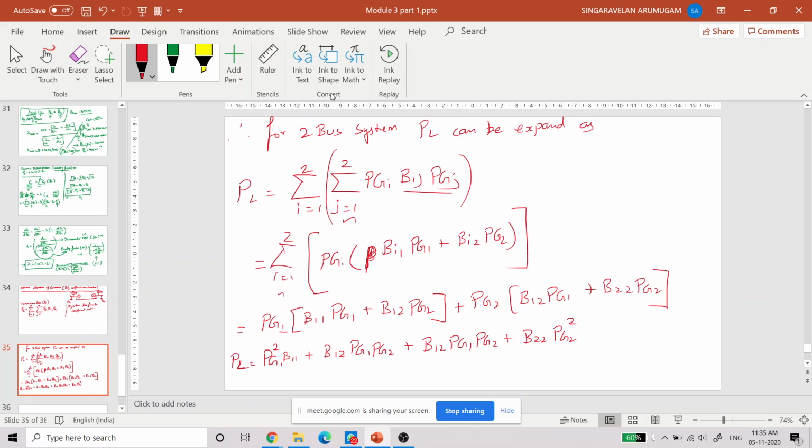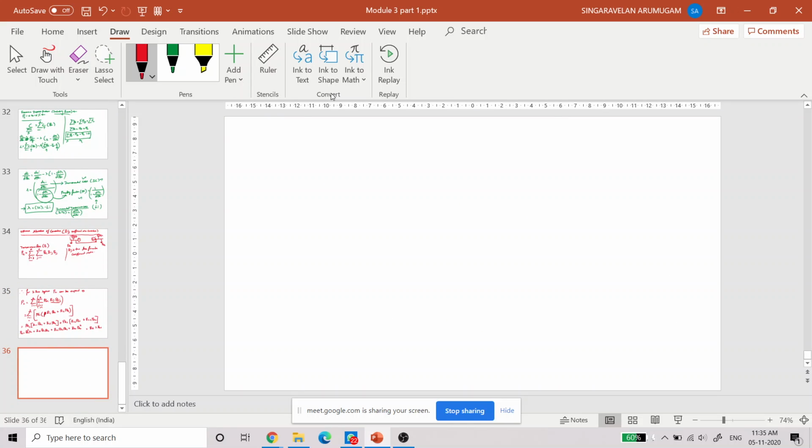Here one thing I need to understand is B12 is equal to B21 because this is a symmetrical matrix. Both are symmetrical. It's because of that B12 is equal to B21. If I take that into account, then I will get the total PL is equal to PG1 square B11 plus 2 times B12 PG1 PG2 plus B22 PG2 square. So I will come up with this equation.